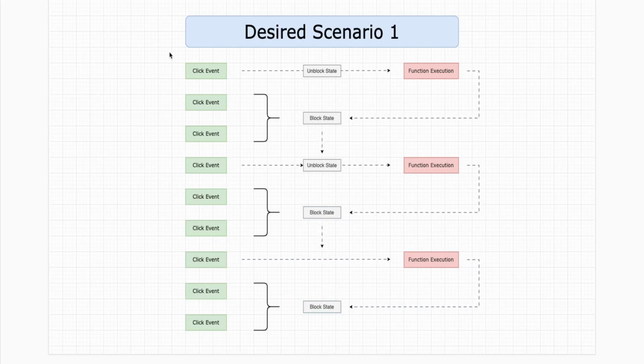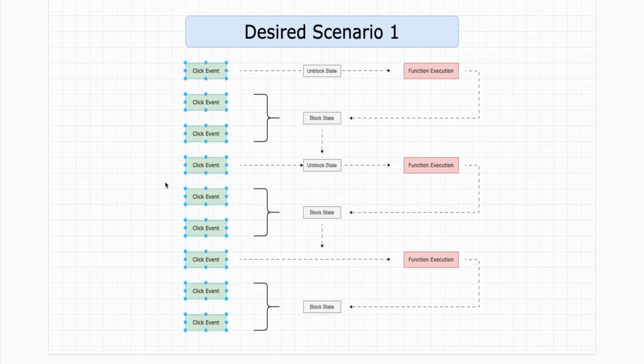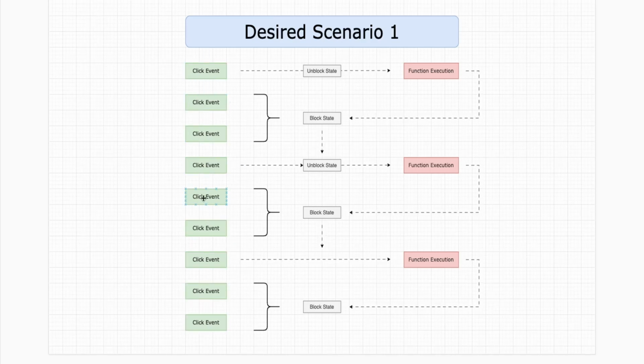If you observe over here, we are rate limiting the click event, and we are rate limiting the function execution as well. So if we have a total of 9 click events, we are only executing the function 3 times. So this is the desired scenario we are looking for.